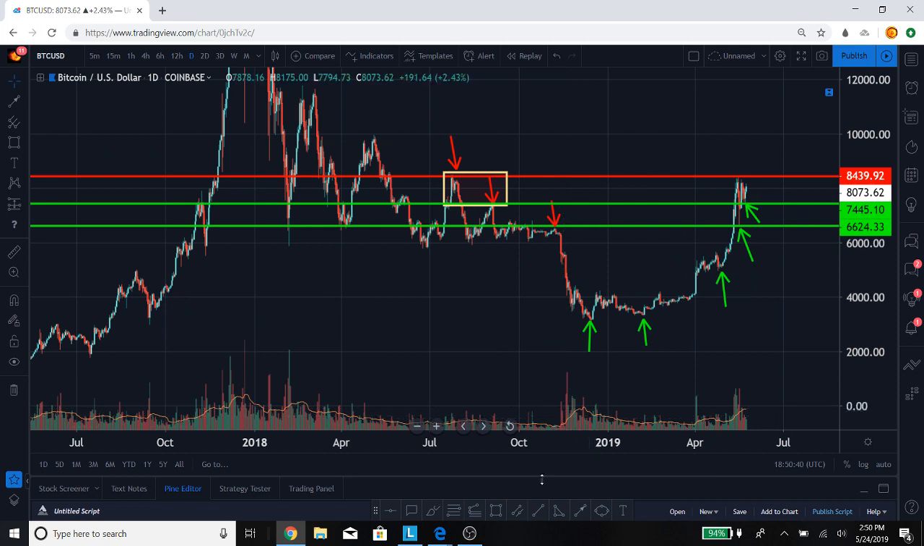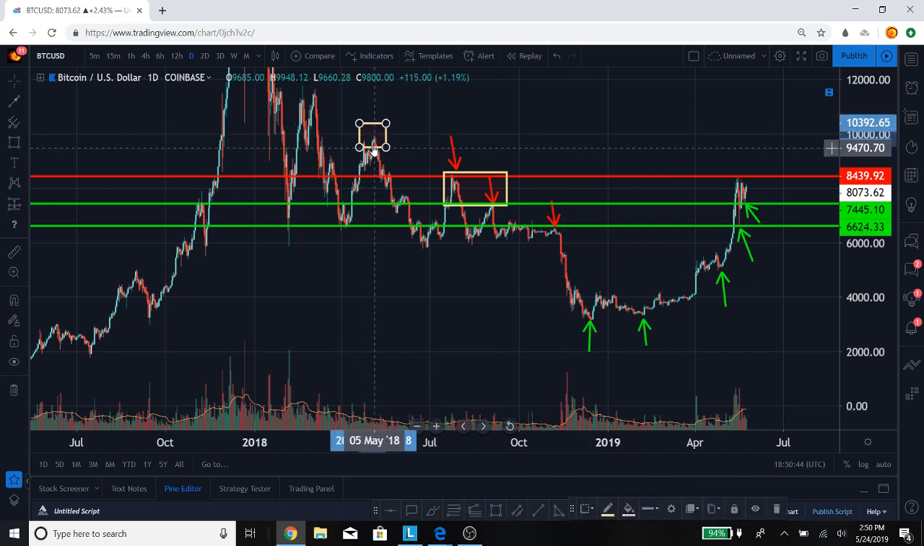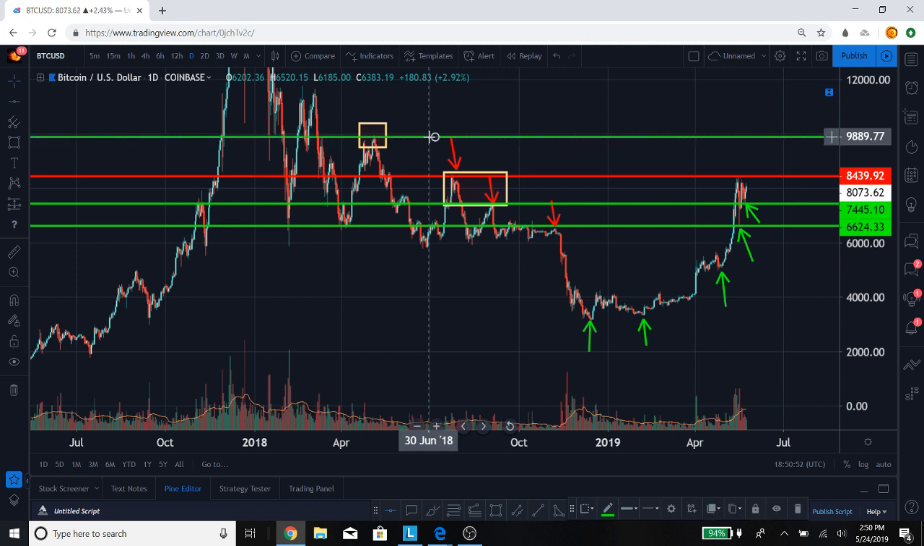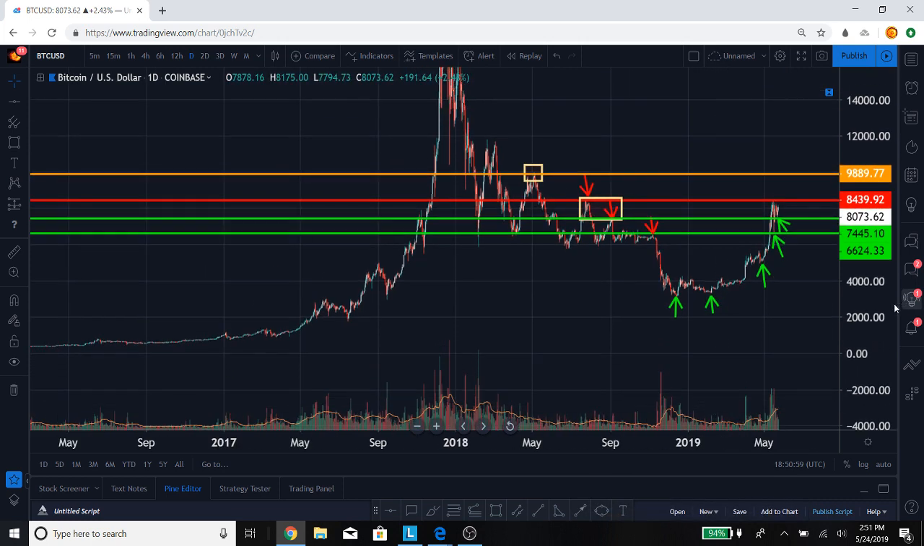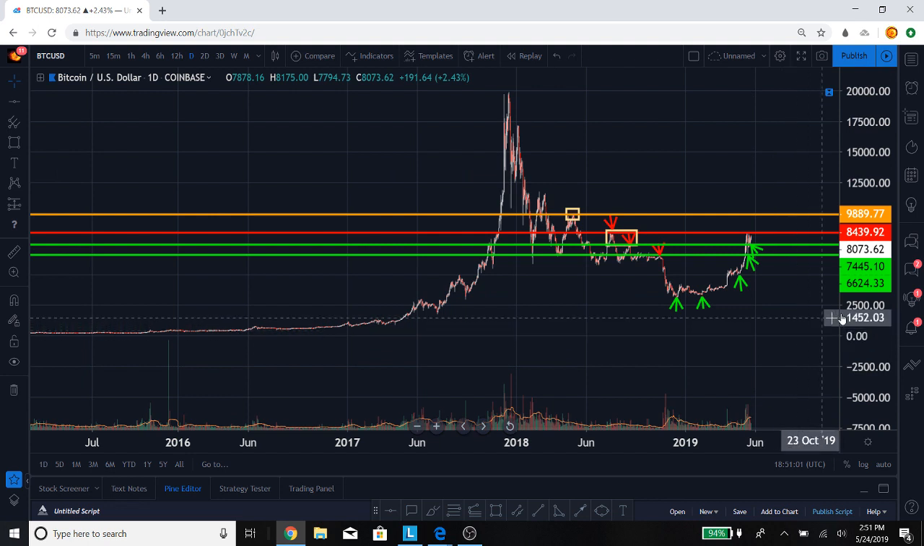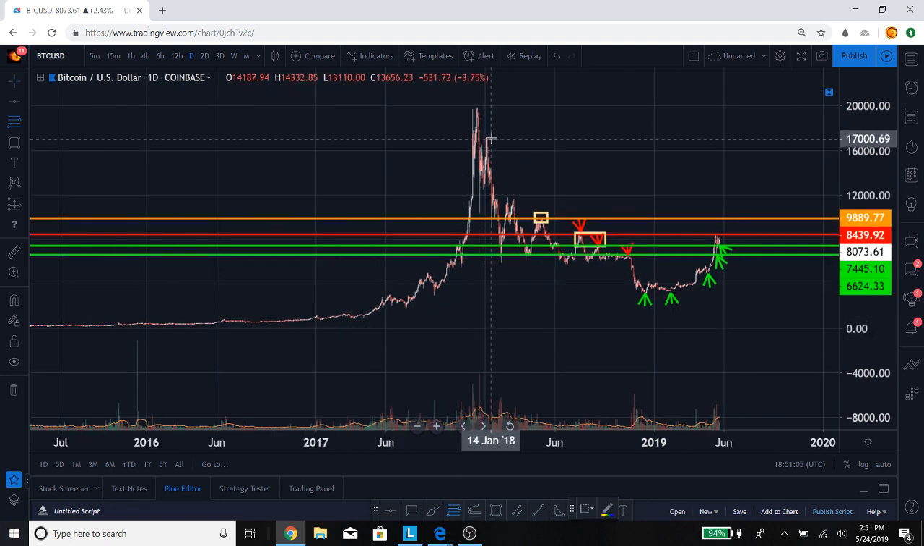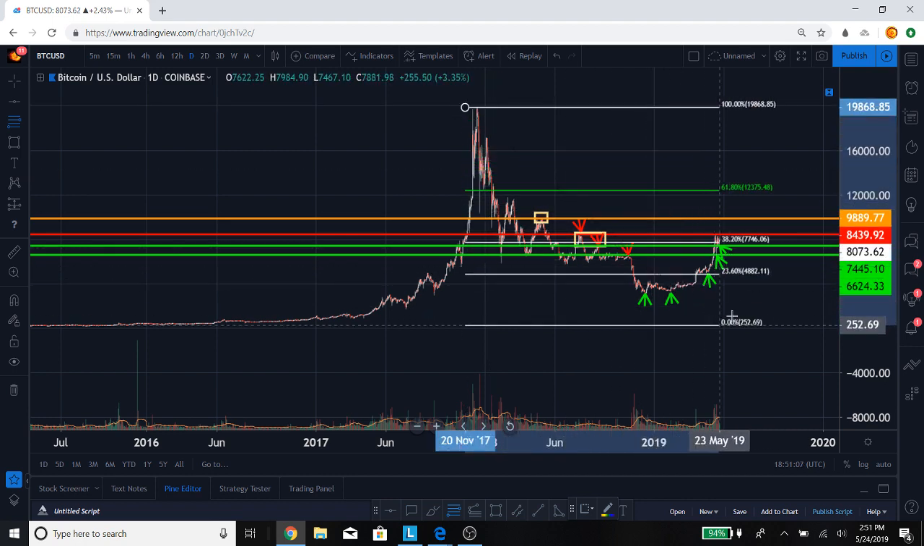Breaking through can bring us to our next area of chart horizontal resistance. And that would put us right here at just sub $10,000 Bitcoin. Now that area also coincides with the 382.